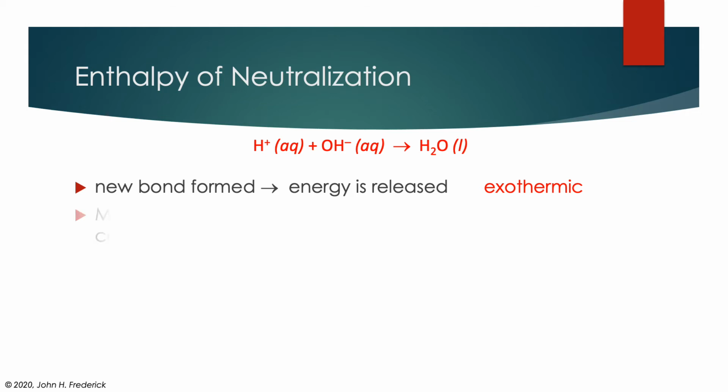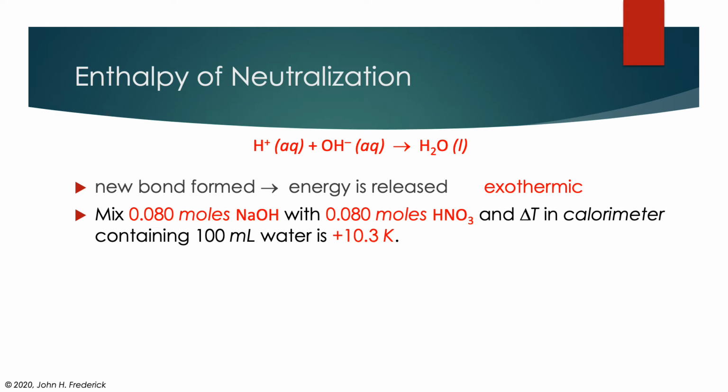Now we're going to test this by mixing two solutions, one that contains 0.08 moles of sodium hydroxide and another that contains 0.08 moles of nitric acid. And we're going to find that the temperature change in a calorimeter that contains 100 mL of water is going to be plus 10.3 Kelvin. So already we have a clue that it is indeed an exothermic process, because the temperature of the calorimeter went up. In other words, the system released heat to the calorimeter.